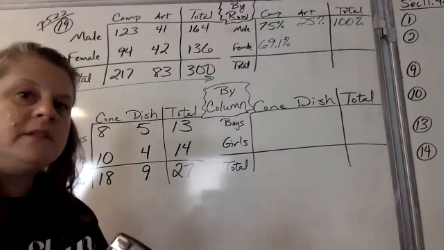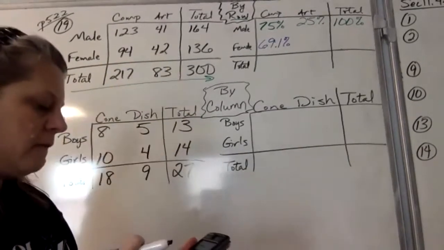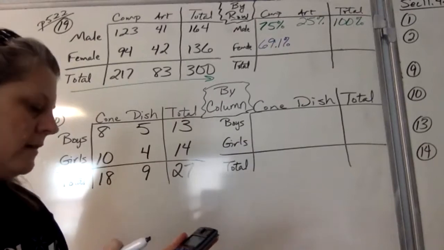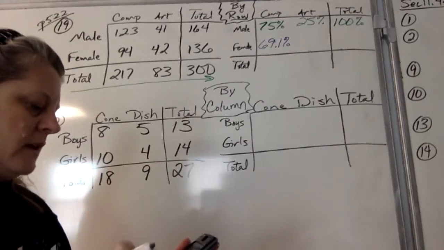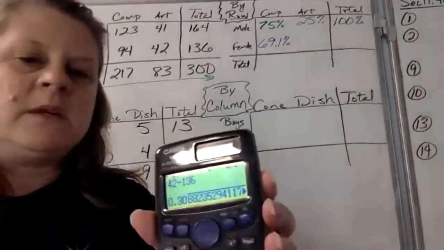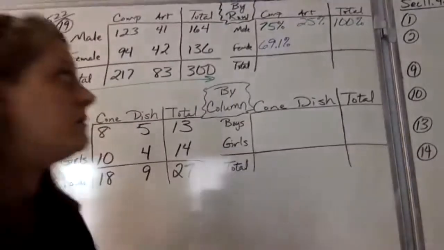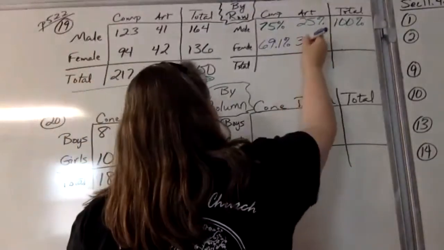Okay, now we do the next thing. We're doing the females that were in the art. So you're gonna have 42 divided by 136. Get your little decimal. Be careful with rounding on this one. That 8's gonna make the 8 in front of it go up 1, so it's gonna be 30.9. 30%.